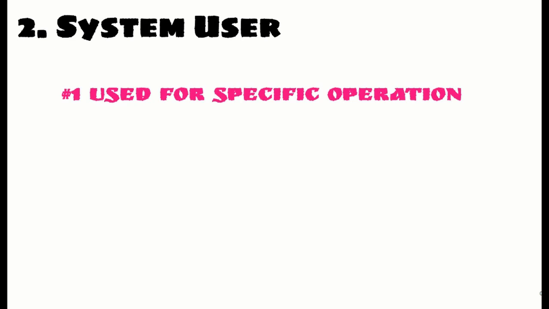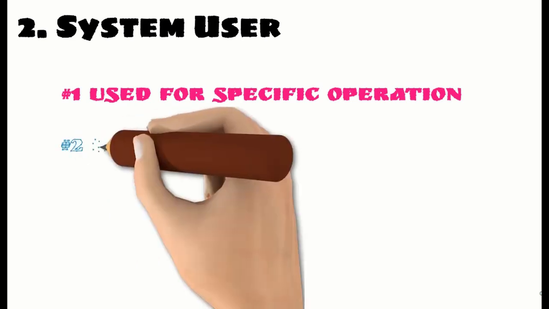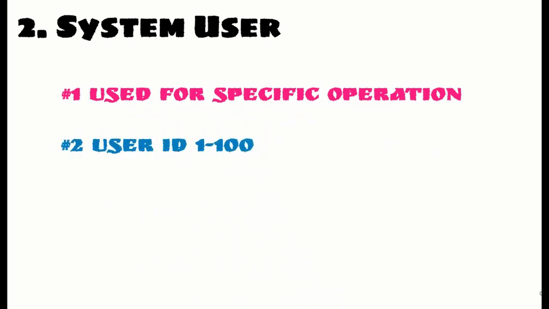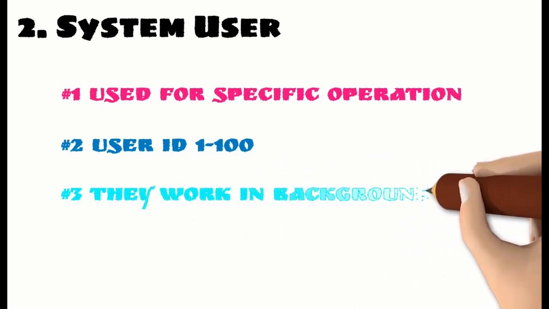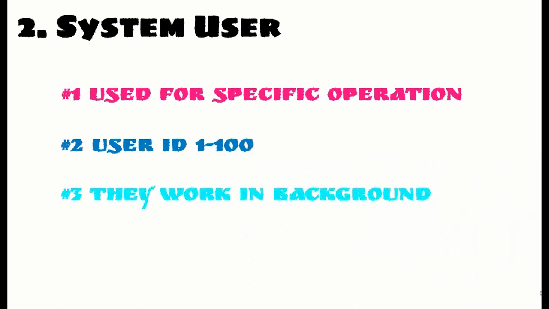they exit the system. User ID of these users are in between 1 to 100. So any user between this range is a system user. As these are already created by the system, users are working in the background side. We cannot change any of their settings, otherwise it might affect system performance.